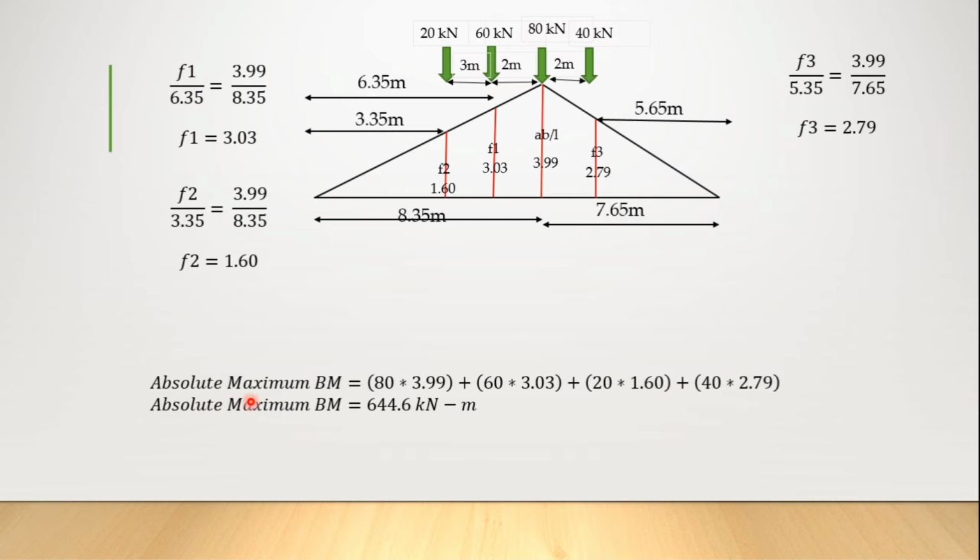Now you see how to find the absolute maximum bending moment. It is load into ordinate, load into ordinate under the load. 80 into 3.99, plus 60 into 3.03, plus 20 into 1.60, plus 40 into 2.79. So this is the absolute maximum bending moment developed in the beam due to this moving load, to this multiple load, to this train load.